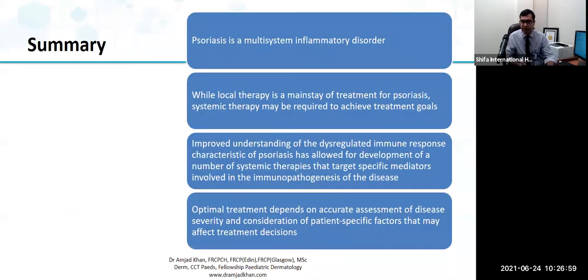Now, summary, it's a multi-system disease. Inflammation is the main issue, dysregulation of the immune system. And then there are so many treatment options as we have discussed today.